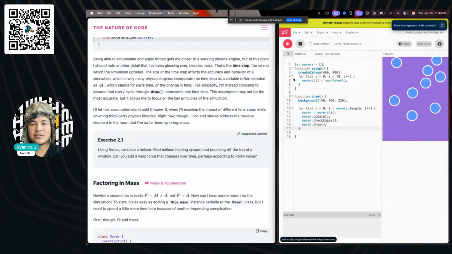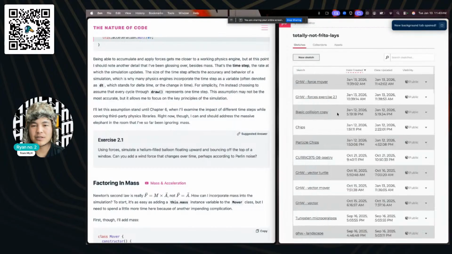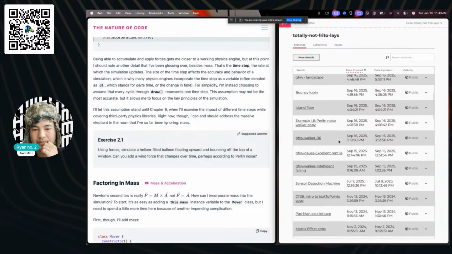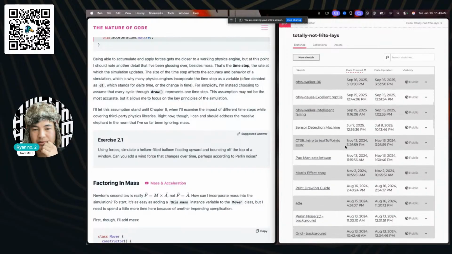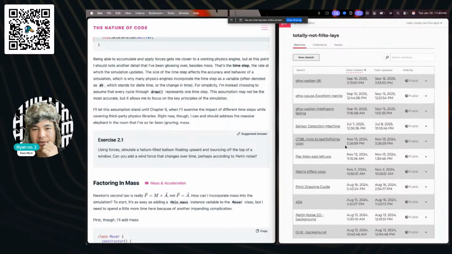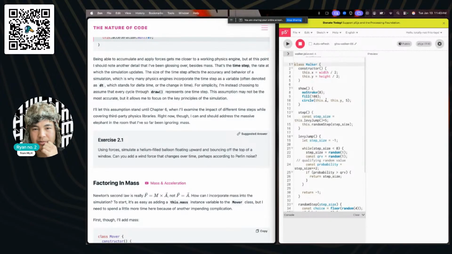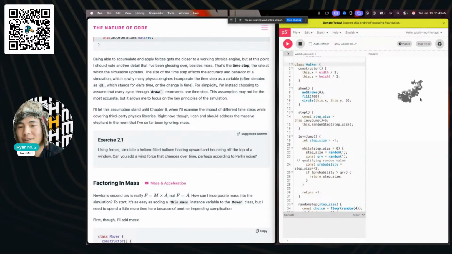Let me actually just open up a previous project that had Perlin noise. Let's see. Oh, so many projects. I think it's one of the first projects we did. Maybe it's Walker 6. Here we go. Yeah, this is an example of Perlin noise being applied to a circle, and the noise is basically just saying what direction it should go.